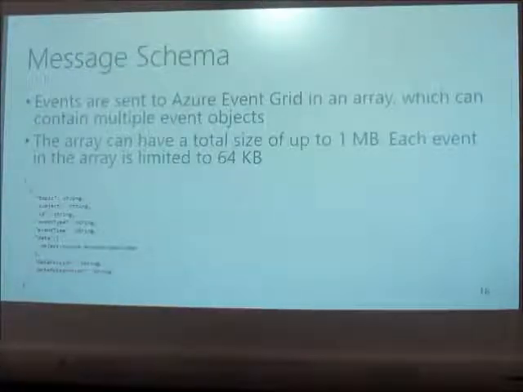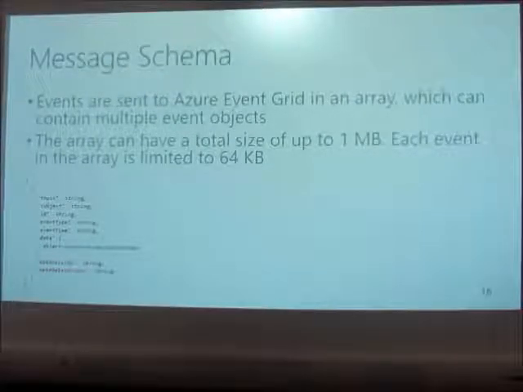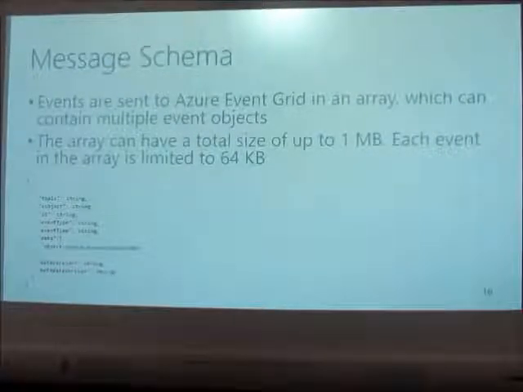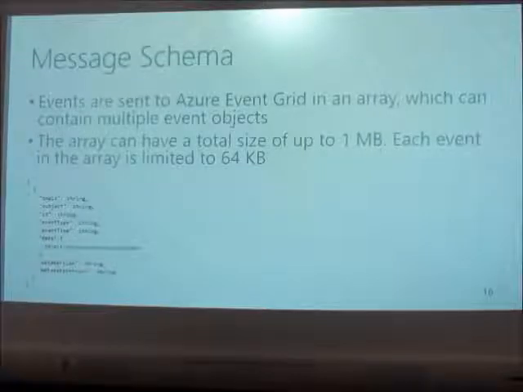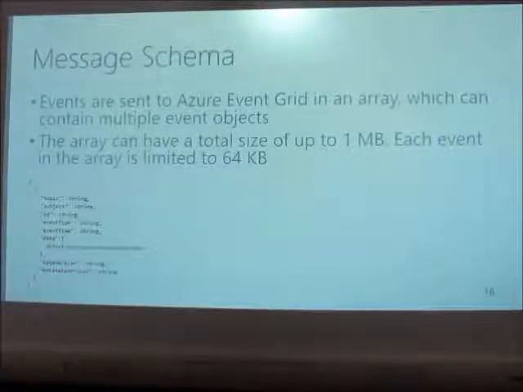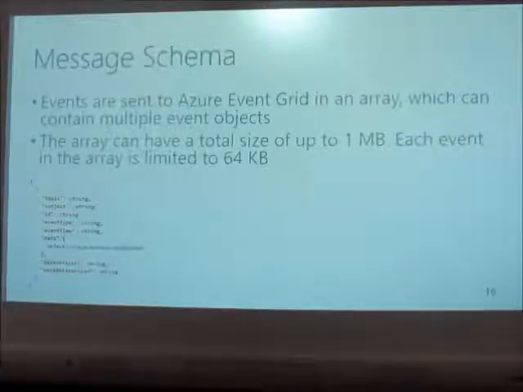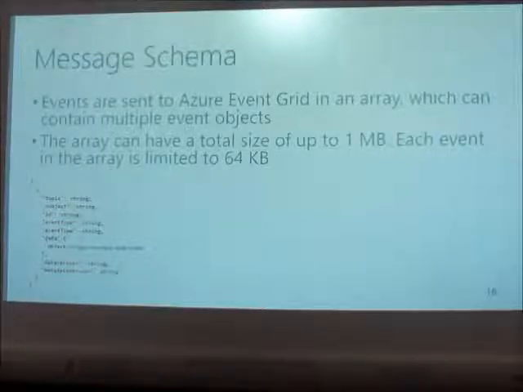For message schema, events are sent into Azure Event Grid as an array, which can contain multiple objects. So you don't have to send one at a time. You can send a whole blob of events. The array can have a total size of up to a meg, but it must be an array. So if you want to send one event, just put it inside an array. You can't just send the event without being inside an array.